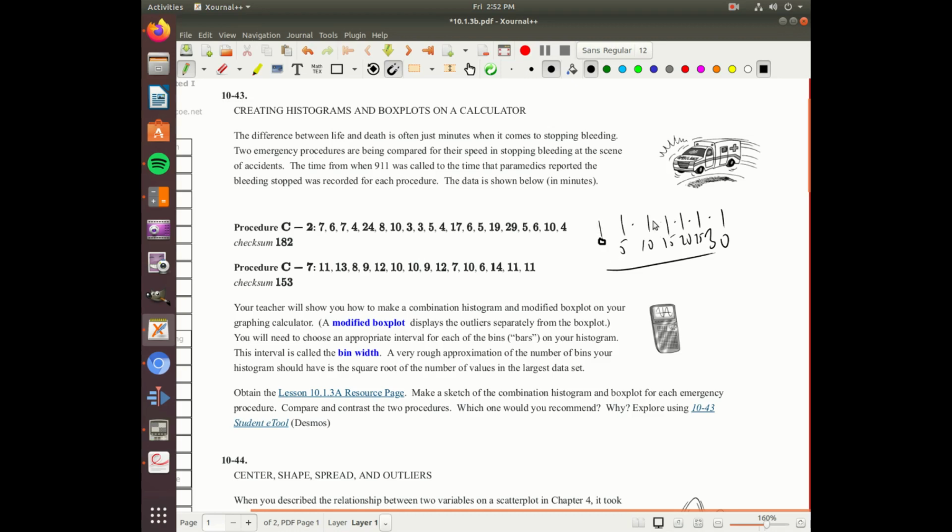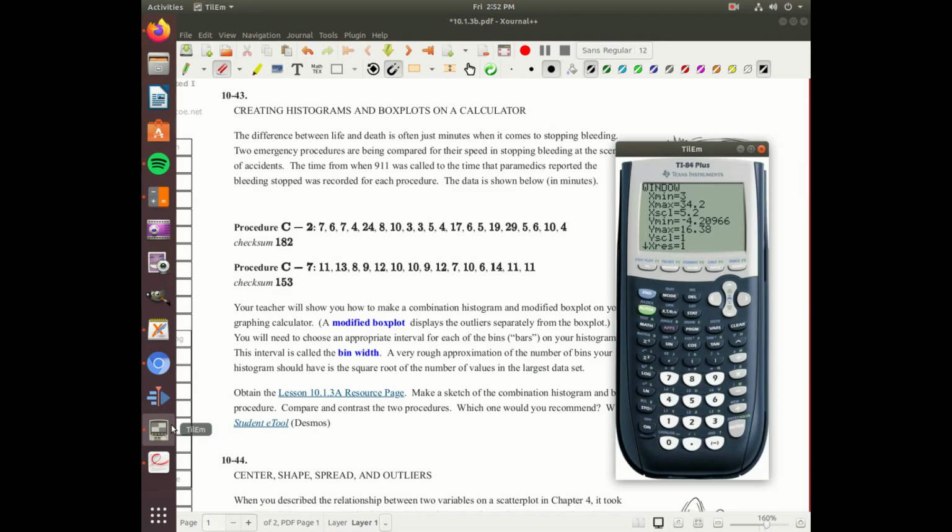Plus, my bins will go by 5, which I think makes more sense. So I think that's what I'm going to shoot for. I am going to make my smallest x value 0. I'm going to make my biggest x value 30, right? Because 29 is the biggest one.